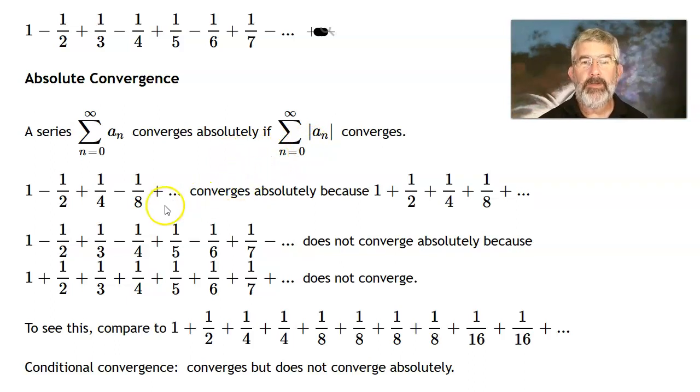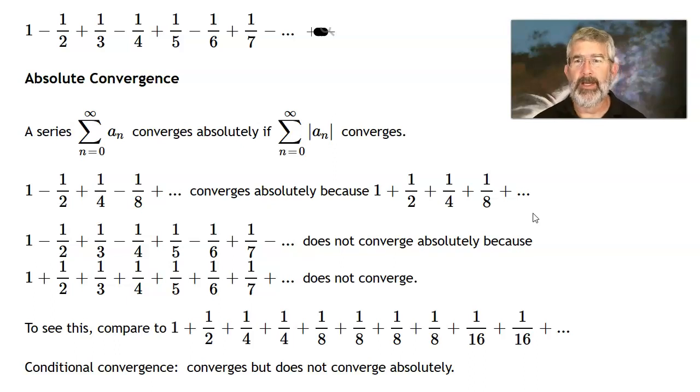For instance, this alternating series right here, 1 minus a half plus a fourth minus an eighth, does converge absolutely, because if I add them up as all positives, 1 plus a half plus a fourth plus an eighth, this adds up to a finite number. In fact, it adds up to 2.